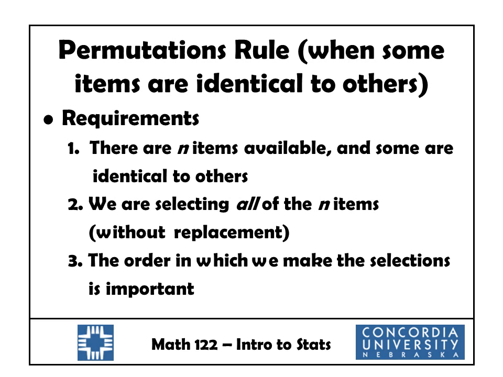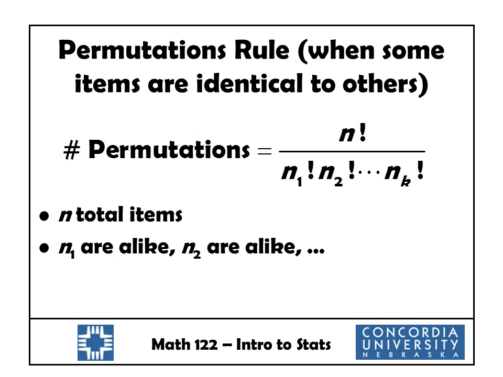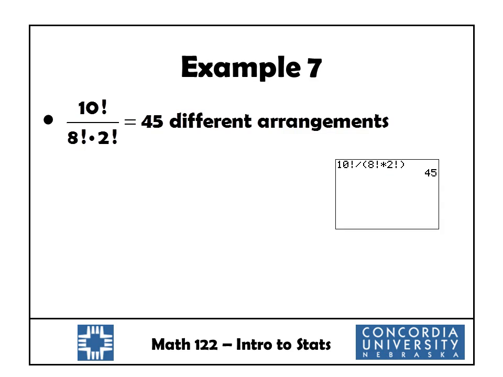Number 2, we are selecting all of the n items. So we're going to take all 10 students and select all of them and arrange them. And number 3, the order in which you make the selections is important. So we can calculate the number of permutations, or the number of ways to make the selections, using this formula: n factorial divided by n1 factorial times n2 factorial, etc., where n is the total number of items, n1 of them are alike, n2 of them are alike, and n3 of them are alike, etc.